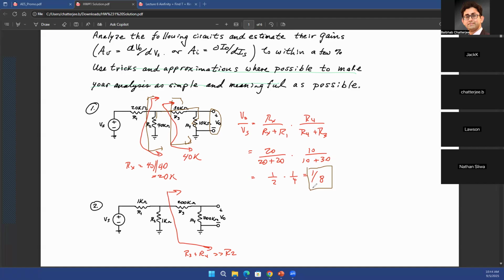So you'll always get a voltage loss if this is a passive resistive or capacitive network, for example. And in this case, it's a passive resistive network. You have a gain of 1/8, which means you have a loss. Anything less than 1 is a loss. The second problem was again very similar to that.